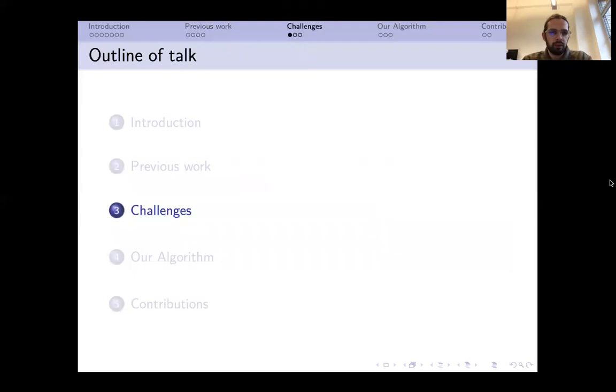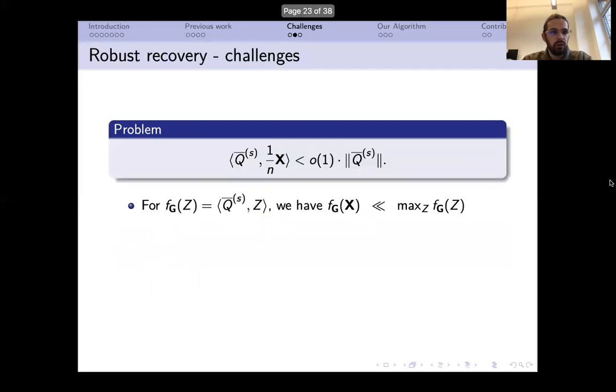Okay, so can we apply this for weak recovery? Well, it turns out there is a significant problem here, which is the following. The correlation between QS bar and the community matrix is not a good proxy for the spectral norm of QS bar. So what I'm saying here is that the objective value of X is much smaller than the value of the maximizer. So the value of X is very far from being optimal.